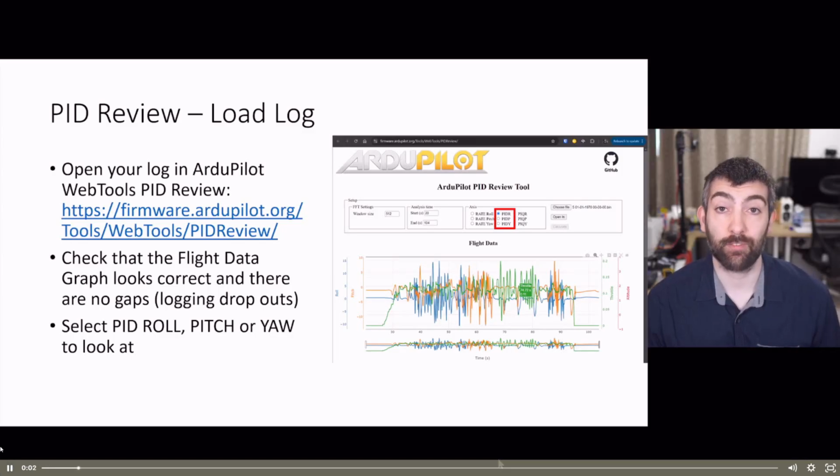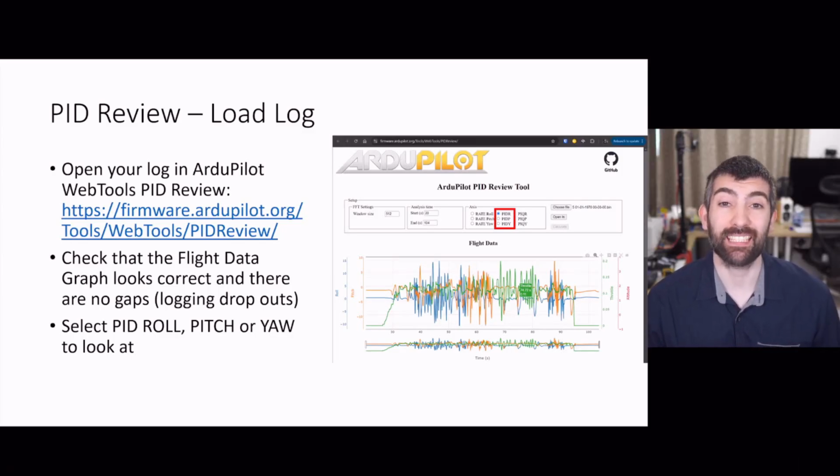Once you've finished your test flight, it's time to land and then download the log using Mission Planner the way we did before, and open the log file in ArduPilot Web Tools PID Review. You can do that by clicking the Choose File button, selecting the log file that you downloaded with Mission Planner, and then loading it in.